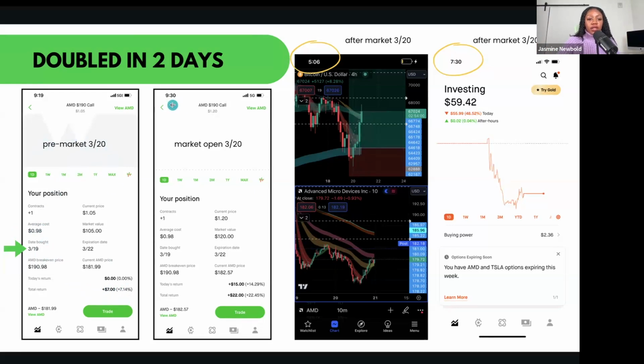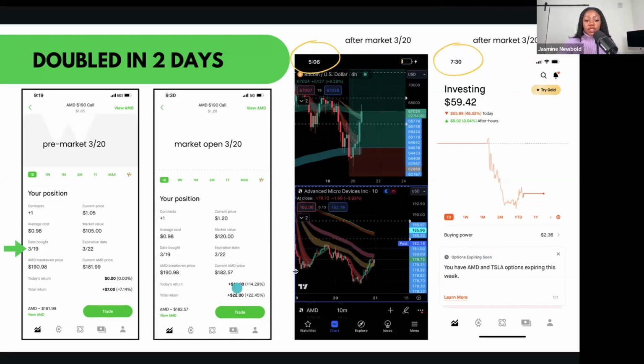Now we're opening. It's 9:30 a.m. Market's open. It's March 20th, next day. And I'm up 22% on this contract. I held this for the rest of the day. I should have probably closed out right here at this 22%.